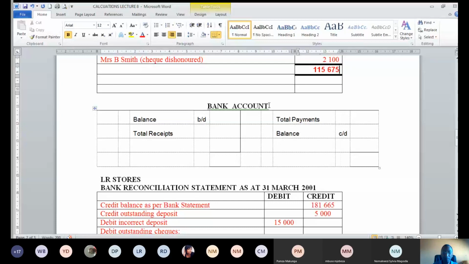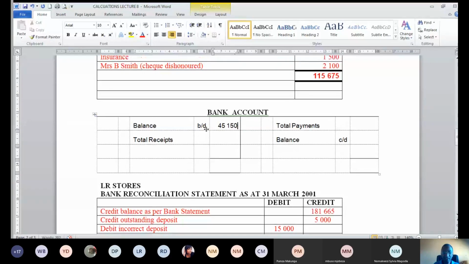We are now going to prepare our bank account. The bank account in the ledger, guys, has started off with an opening balance. You will get this under additional information number 1. The opening balance in your bank account is 45,150.